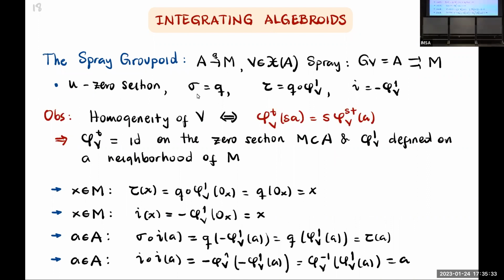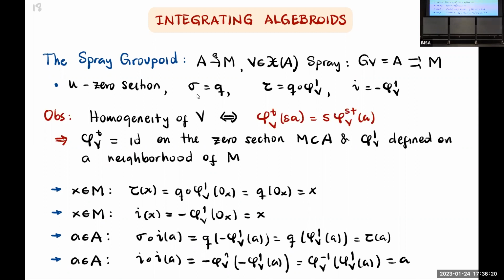If you have a vector field that is homogeneous of degree 1, this is equivalent to saying that the flow satisfies this equation. If I flow at time t and then I evaluate at S·A, then you get S times the flow at time S·t. So when I plug in S equal to 0, I get that this flow is the identity on the 0 section. Because it's the identity on the 0 section, I know that around the 0 section, the flow is defined until time 1.